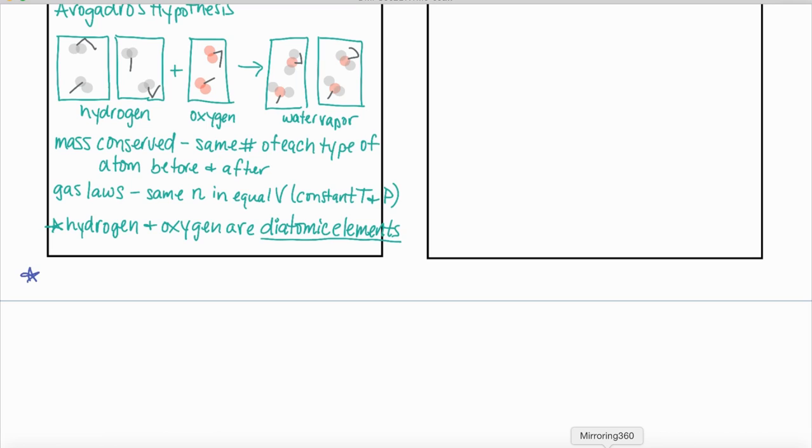Okay. There are 7 diatomic elements. And those are bromine, iodine, chlorine. Oops, actually, I'm going to add another one in here first before chlorine. Bromine, iodine, nitrogen, chlorine, hydrogen, oxygen, and fluorine.